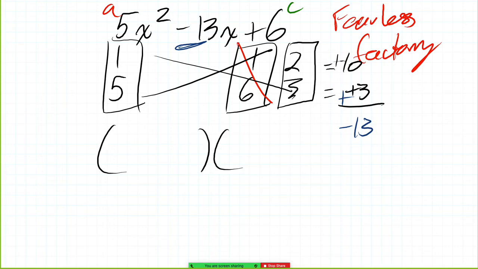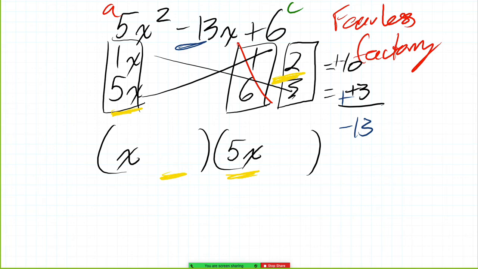The last step here is just setting up our brackets. We know that there's technically an x beside each of these because this is x squared. We're going to use these as the first term, so one of them will have x, the other will have 5x. And now the important part, because 5x is multiplied by positive 2, it can't go in this bracket, so I put it in the other one, positive 2. And because 1x is multiplied by 3, they have to go in opposite brackets. So we have positive 3.